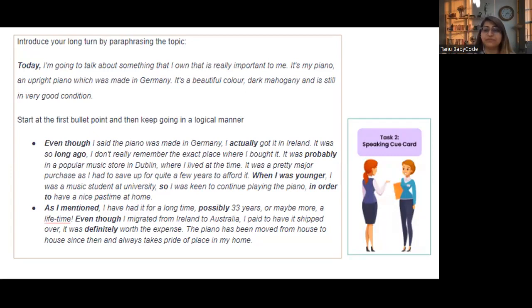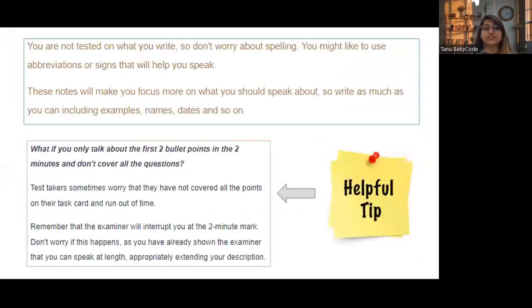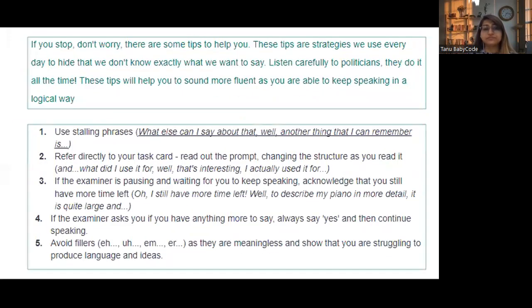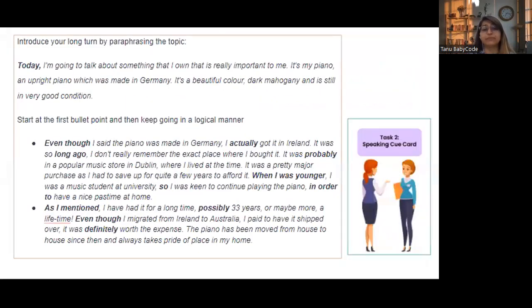So you described with an introduction part. Now comes your first bullet point, and how you have to keep it logical with another bullet point. Your first question was where you got it from. So the first bullet point will be describing the place. Even though I said that the piano was made in Germany, I actually got it in Ireland. It was long ago, so I don't really remember the exact place where I bought it.